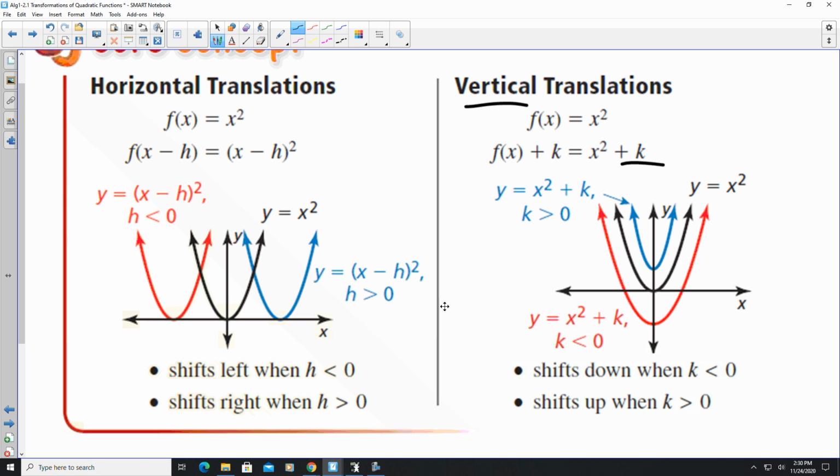When you have a left or right translation, we have a horizontal translation. That means we have a value of h involved. H is always represented as the opposite of how it appears, because it's minus h. So when it's minus h, it's going to be positive. When it's plus h, it's going to be negative. So positive h means it's going to the right. Negative h means it's going to the left.